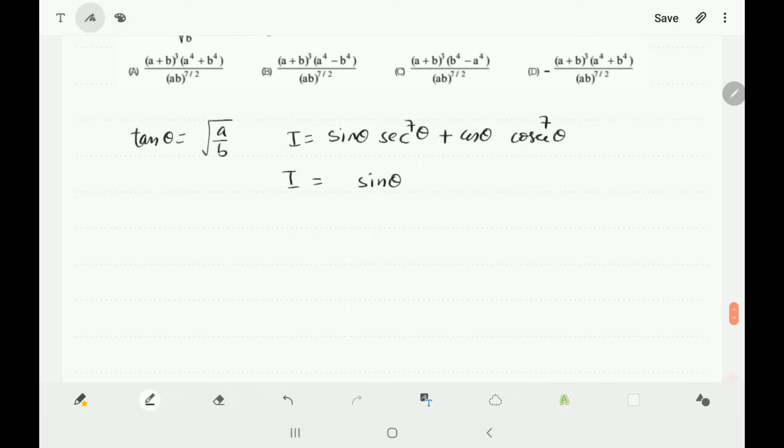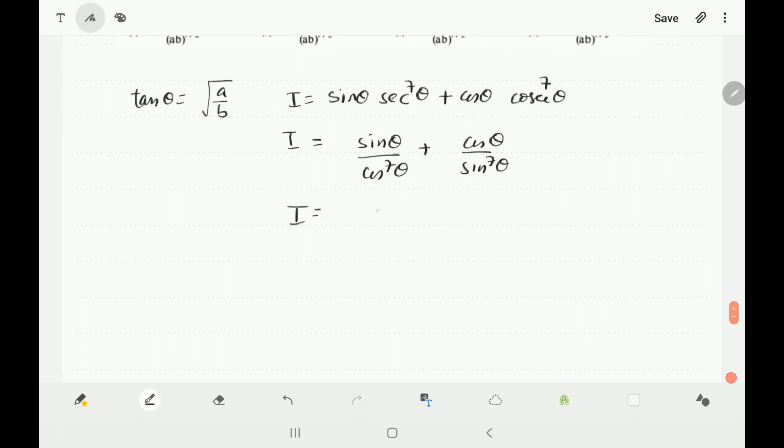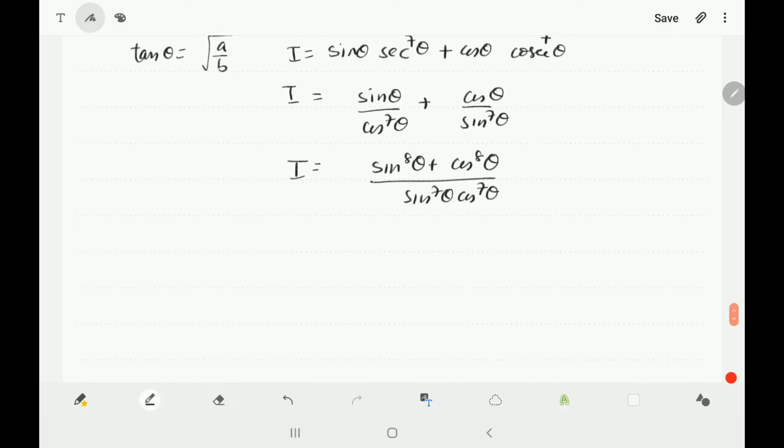So we have I equal to sine theta divided by cos raised to the power 7 theta, plus cos theta divided by sine raised to the power 7 theta. So we have the term sine of 8 theta plus cos of 8 theta divided by sine 7 theta cos 7 theta. I have simplified this term in terms of sine and cos now.